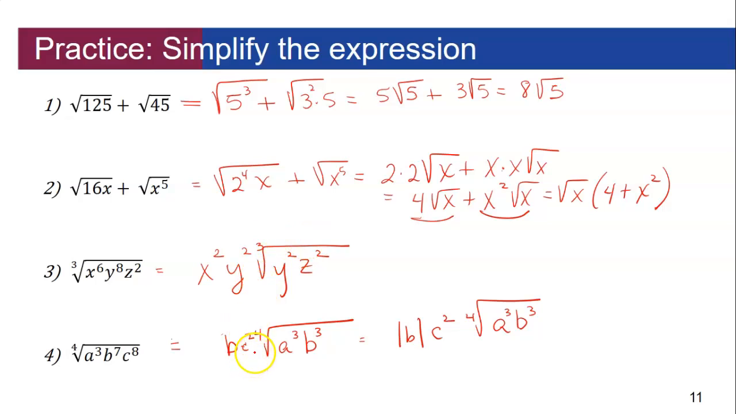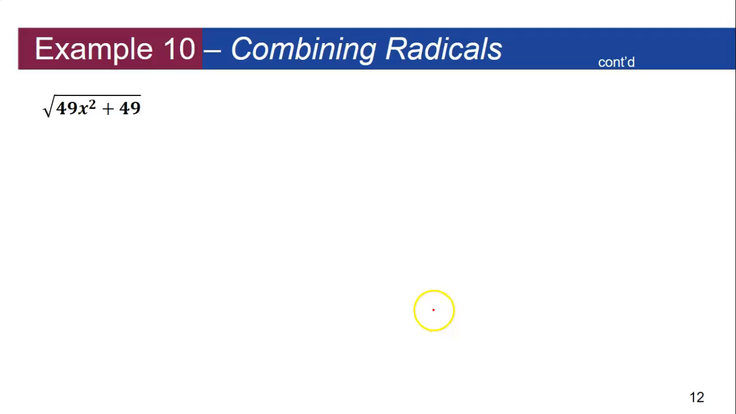And the last one here, very similar to this one, except this does have an even index. So when you pull a variable out from underneath an even index, you need to put the absolute values around it. With the C here, we don't really have to do that because we're squaring it anyway, so this would be a positive quantity regardless. Okay, here we have another example.